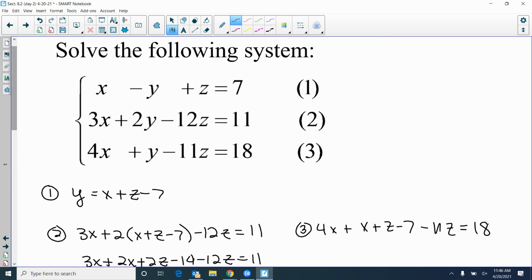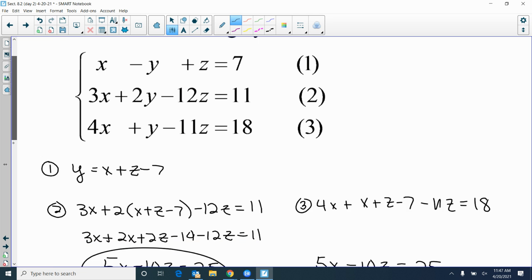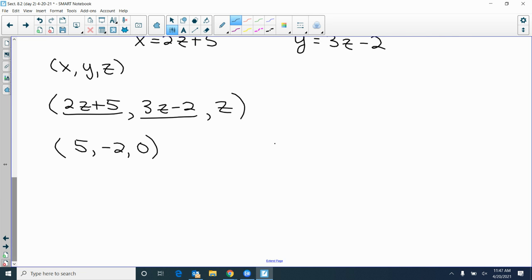So you could test it into any of those. 5, negative 2, 0. That gives me 15 minus 4, 0. Gives me 11. It's going to work for all of them. Now, how many did I ask you to give me? Just 3, right? So then pick anything else for z. If z is 1, that gives me 7, 1, 1. And if z is 2, that gives me 9, 3 times 3, 2.